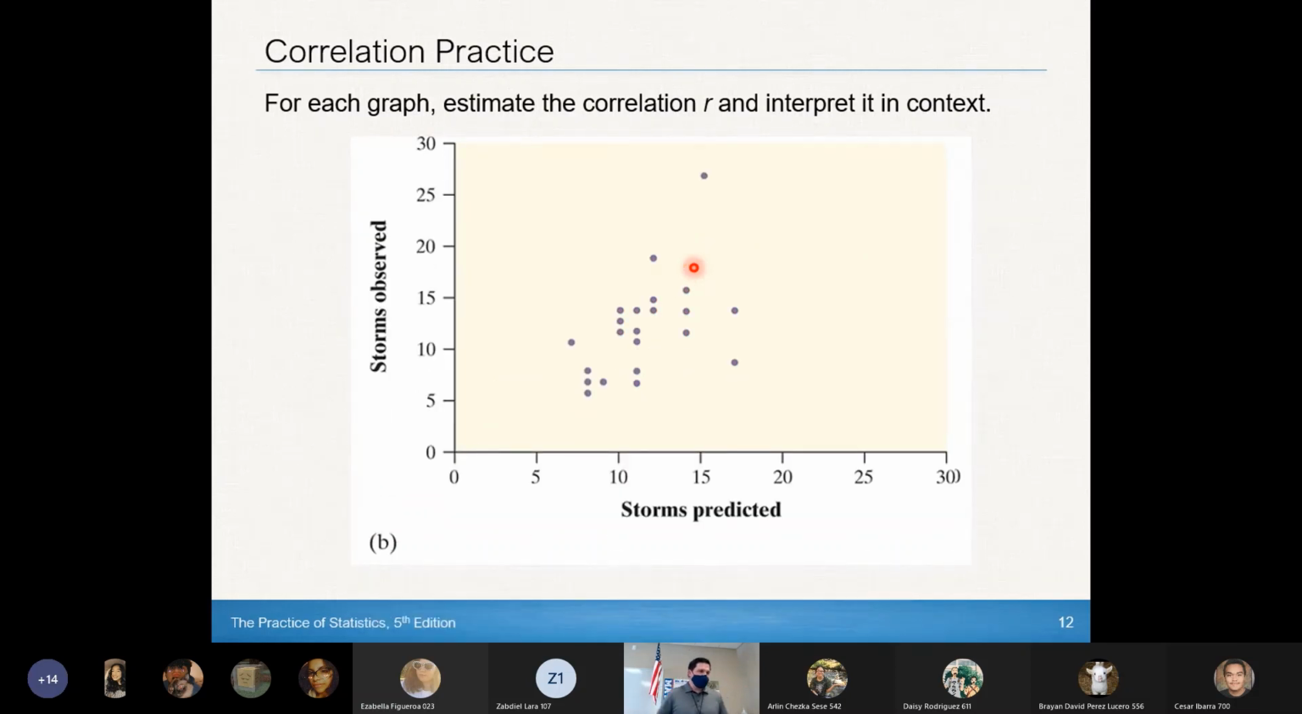We have storms predicted versus storms observed. This is a little more scattered here. We have an outlier over here that's outside of the main cluster. This most likely has a very low slope, maybe like 0.2, 0.25 if we have to guess. So there is a very weak correlation between storms predicted and storms observed.